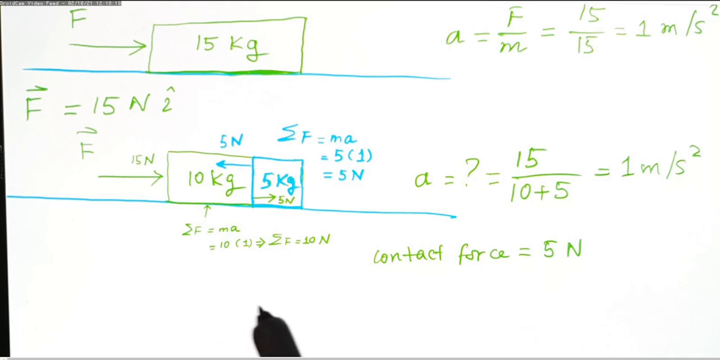Applying Newton's second law, acceleration is 1, mass is 5, so that means 5 Newton. Exactly, it's the force. The force of blue on the green is 5. Blue on green is 5, green on blue is 10.